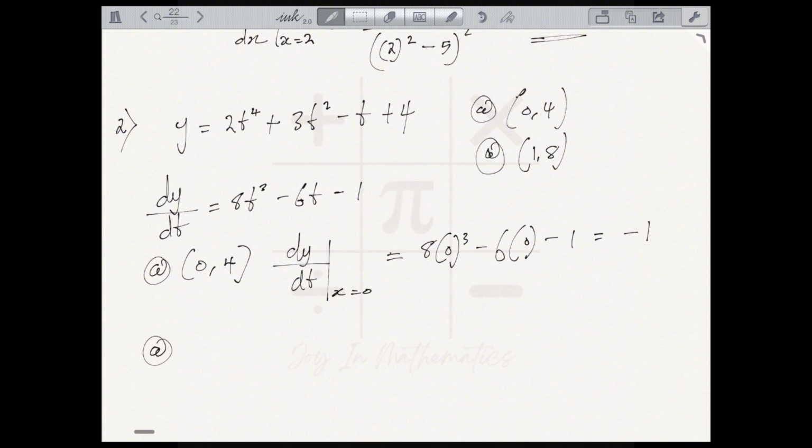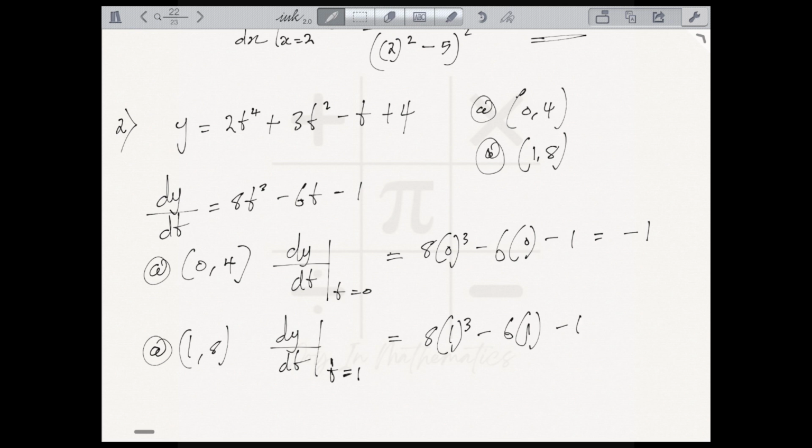And at 1, 8, the gradient of the curve is the differential at t equals 1. Sorry, this should be at t, likewise this should be at t. So wherever we see t, we substitute 1. So that is 8 into 1 raised to power 3 minus 6 into 1 minus 1. 8 minus 6 minus 1 is 2 minus 1, and that will give us 1.